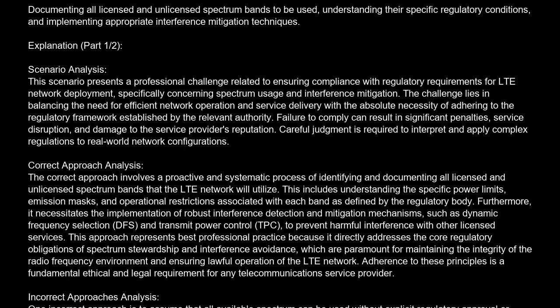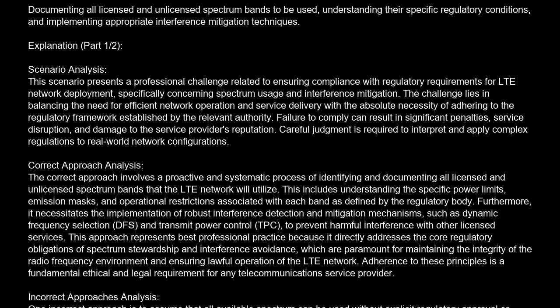The correct answer is A. Documenting all licensed and unlicensed spectrum bands to be used, understanding their specific regulatory conditions, and implementing appropriate interference mitigation techniques. Explanation. Scenario analysis. This scenario presents a professional challenge related to ensuring compliance with regulatory requirements for LTE network deployment, specifically concerning spectrum usage and interference mitigation.